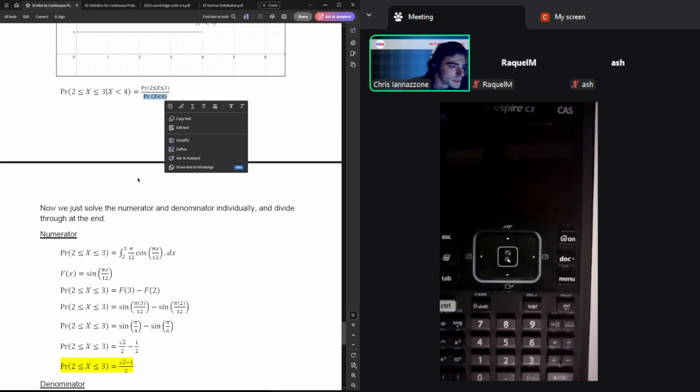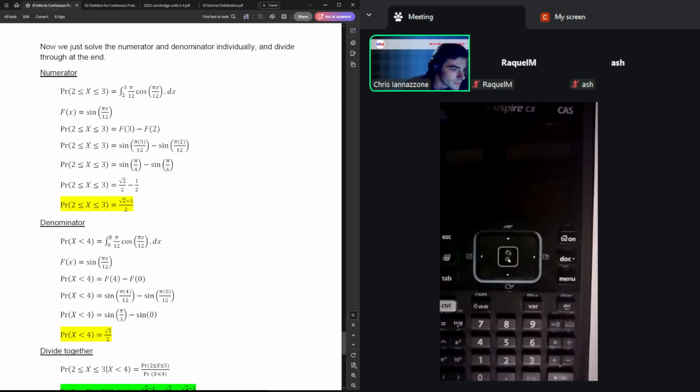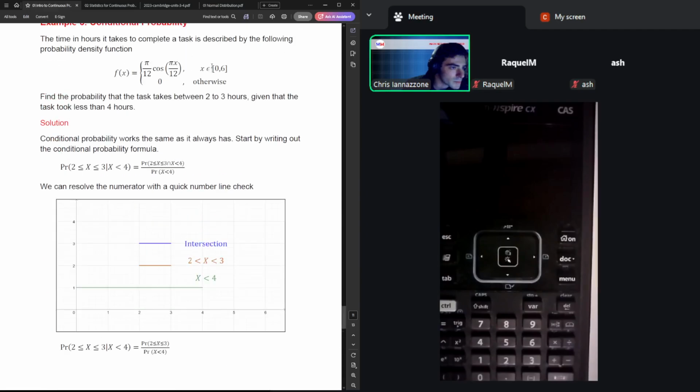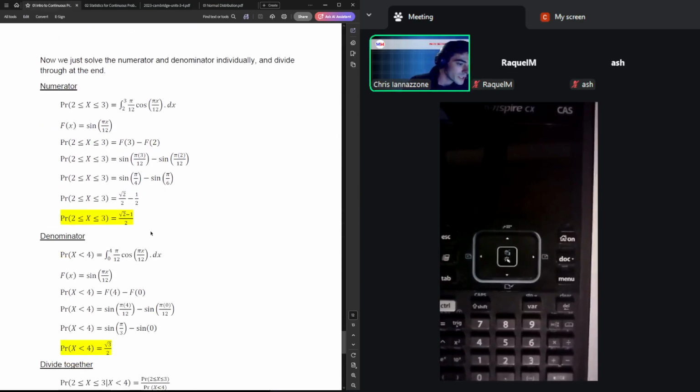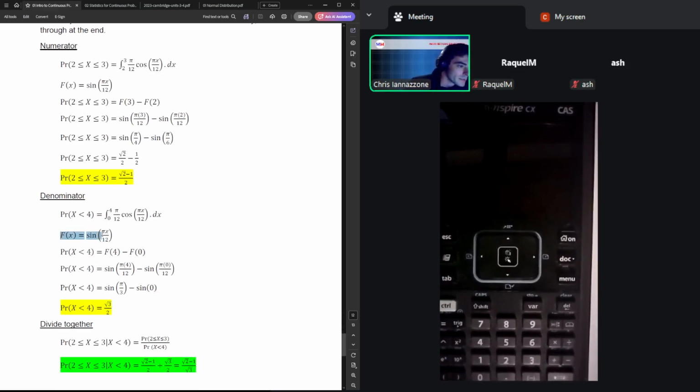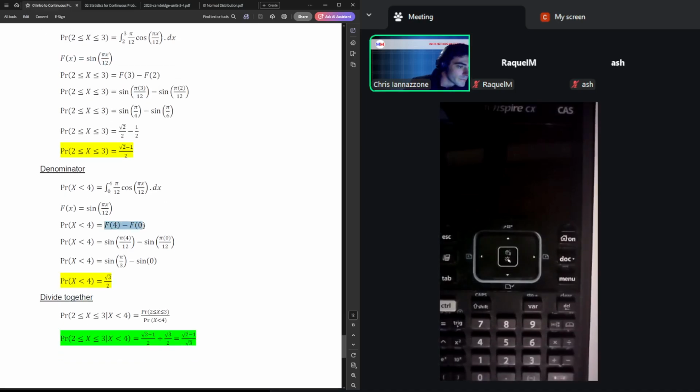Next up, this one's a little bit less obvious because I don't explicitly tell you what lower and what upper is. X less than 4 just means that 4 is your upper, and whatever the lowest number on your domain is becomes your lower bound, which in this case is 0. So all x less than 4 means you're doing from 0 to 4. Your capital F of x will be identical. So capital F of 4 minus capital F of 0, again just simplify all the way down, and you have your denominator.